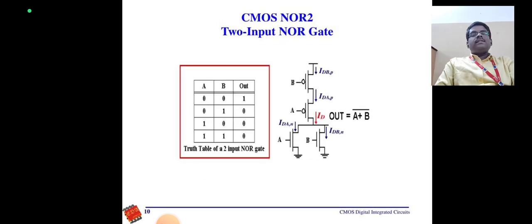Next is the NOR gate. In the NOR gate, the NMOS transistors are connected in parallel and the PMOS transistors are connected in series. This is an example of a NOR gate. The output is taken at the middle, between the PMOS transistors and the NMOS transistors.